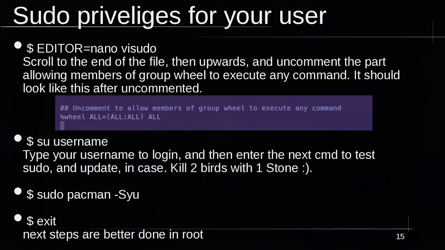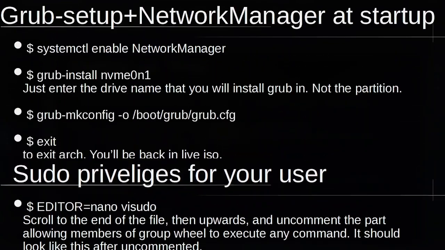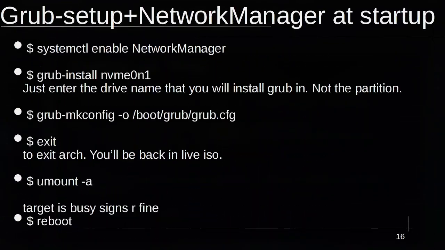Okay, so you exit, because I don't want you to stay in your actual user just yet. It's best to do the next steps in the root user. So you want to get GRUB. You might want to get systemd-boot, but I'm going to show you how to get GRUB. So systemctl enable NetworkManager. This is the NetworkManager that you had installed in pacstrap. I'd recommend just using it, it's good, but yeah.